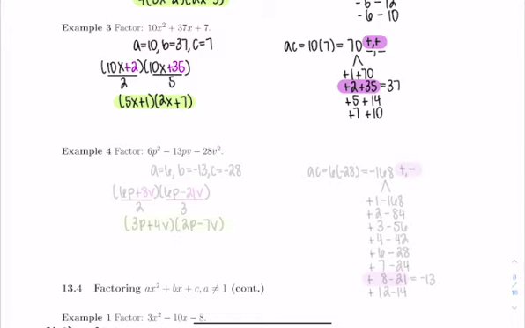And one more. We've got 6p squared minus 13pv minus 28v squared. So GCF is always the first thing. I can't take anything out between 6, 13, and 28. And so my A is 6, my B is negative 13, and my C is negative 28. And so A times C is 6 times negative 28, which is negative 168, which means we have to have one positive and one negative number.